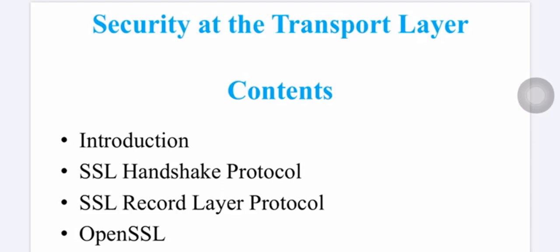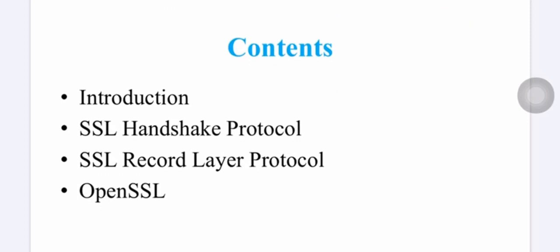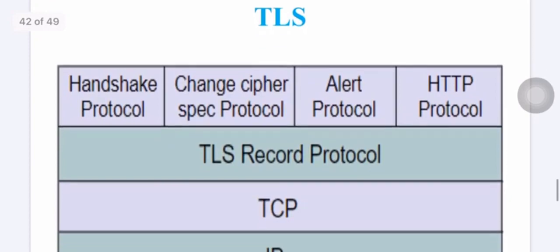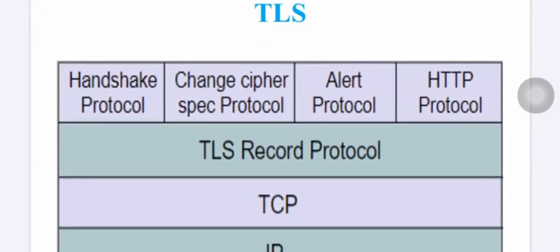Next we'll see how security can be given at the transport layer. Transport layer security can be given by various protocols. Out of those, in this lecture, let me explain transport layer security, the handshake protocol and the record protocol. This is the small block diagram of TLS, transport layer security.